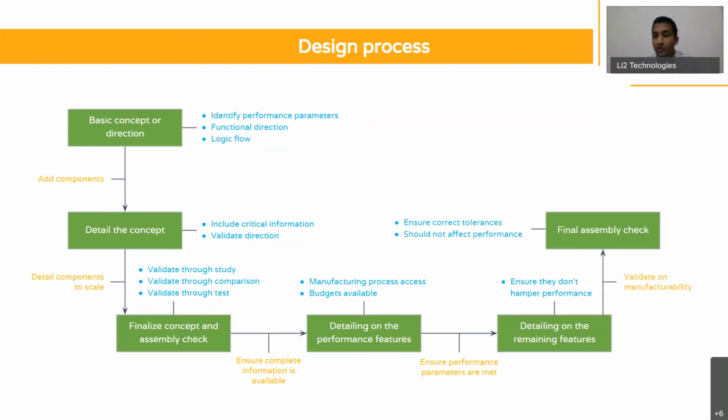Then, once you detail out the remaining features, you have a final assembly check. You validate it on manufacturing. You do a final assembly check and check if you've maintained correct tolerances. Check if two components are coming together. Once you manufacture them, you should make sure that they have the necessary fit.